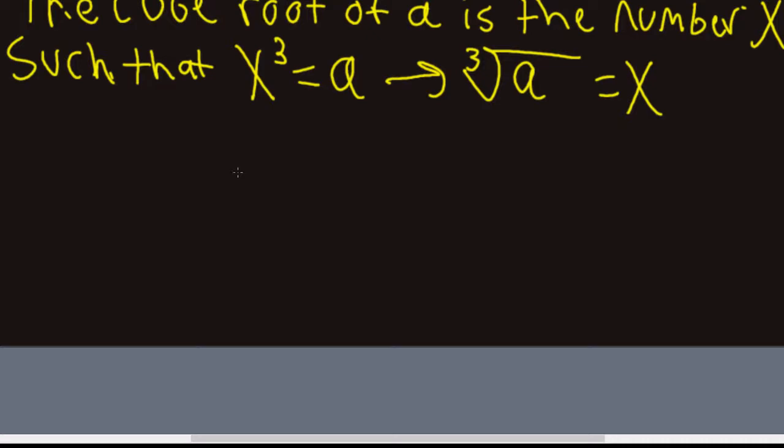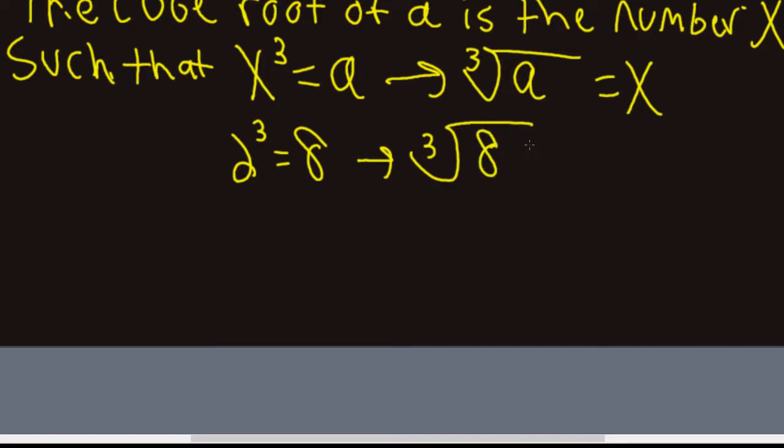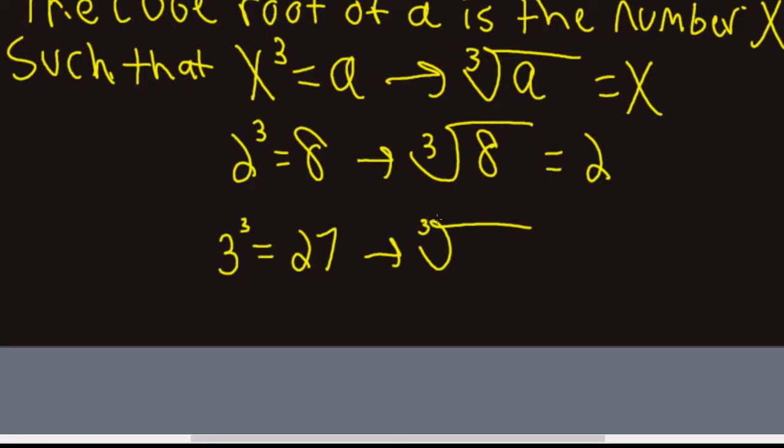Very simply put, we know that 2 to the third is equal to 8. Then we know that the cube root of 8 is equal to 2. Pretty simple, right? And we can even go a little bit further. 3 to the third is equal to 27. Hence, we get that the cube root of 27 is equal to 3.